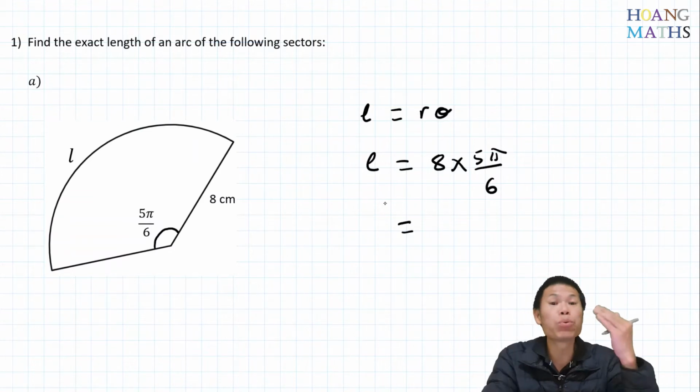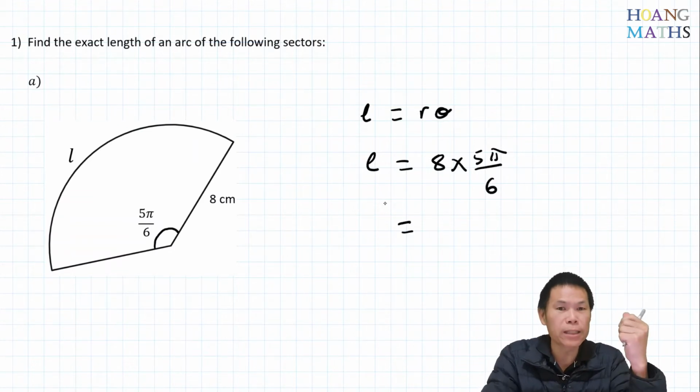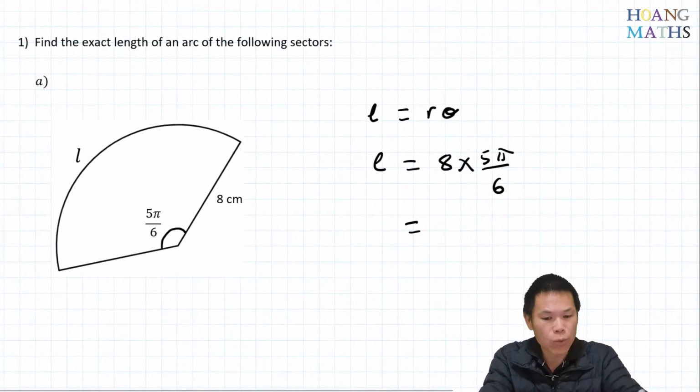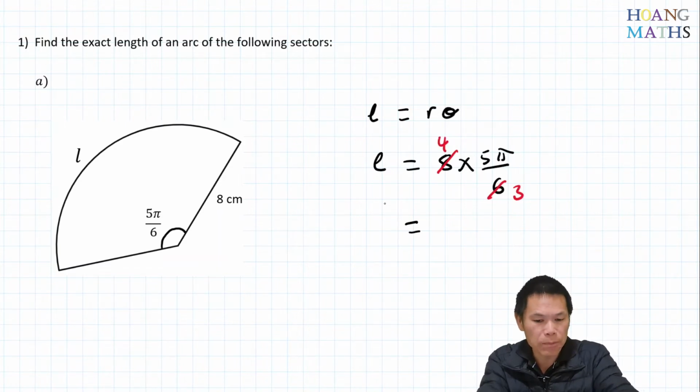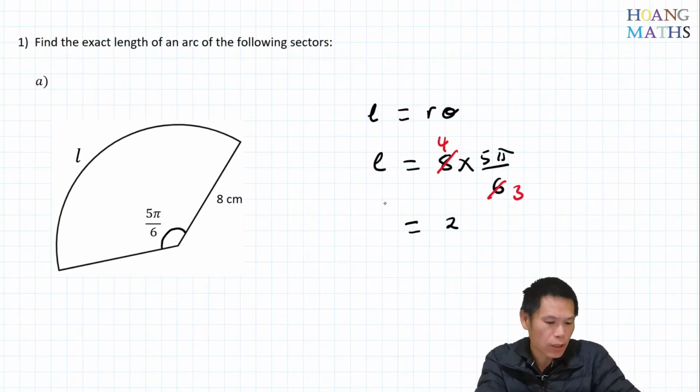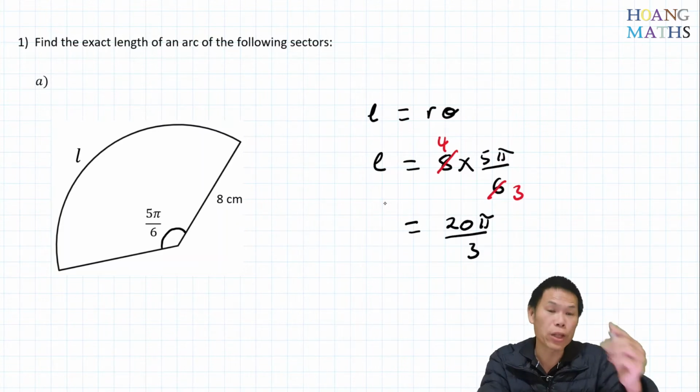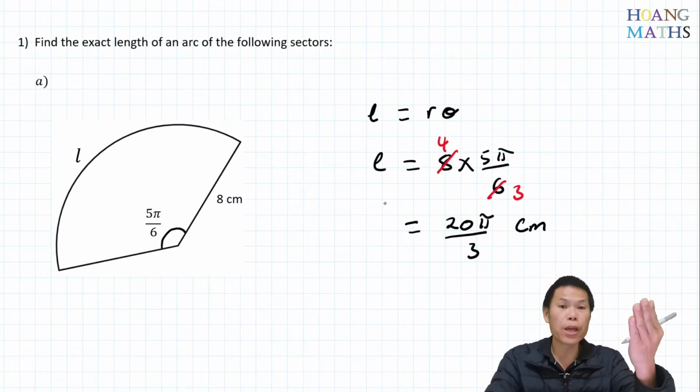Now we could put it in the calculator and it will give us the answer, but in this case we want exact. So I just simplify. I divide both by 2, that gives me 4, and divide by 2, that gives me 3. So 4 times 5 is 20. So the answer is 20 pi over 3. And don't forget the units, so it is centimeters. There you go.